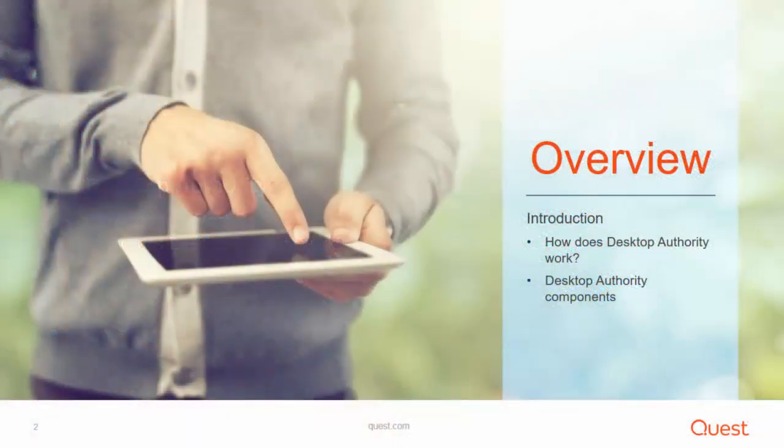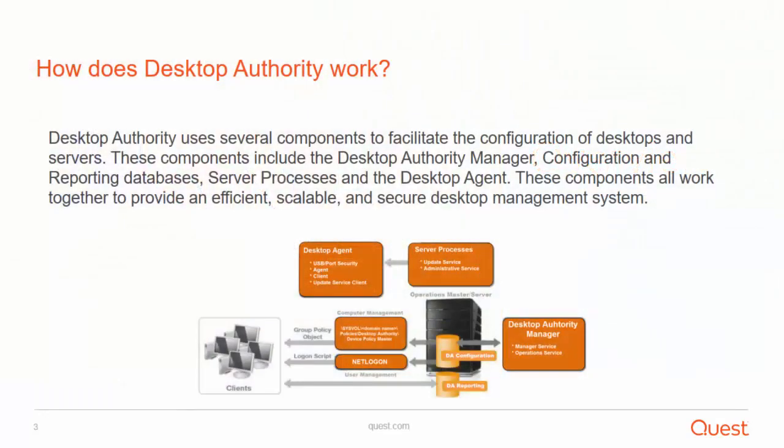In this video, we will go over how Desktop Authority works and its components. Desktop Authority uses several components to facilitate the configuration of desktops and servers. The components include the Desktop Authority Manager, configuration and reporting databases, server processes, and the Desktop Authority Agent. These components all work together to provide an efficient, scalable, and secure desktop management system.